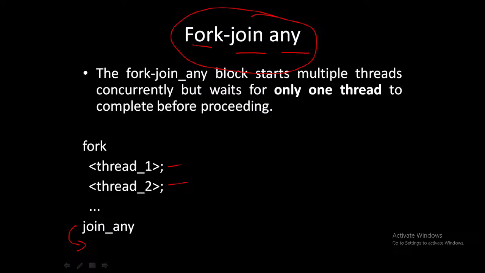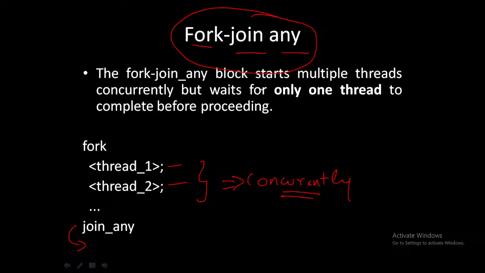Okay, so if any of the threads has completed its execution, the compiler will get out of this fork join any. That is what is written here. The fork join any block starts multiple threads concurrently, so these two threads will start their execution concurrently or in parallel. If thread 1 has completed its execution successfully, then the compiler will get out of this fork join any and it will execute the statement which is written outside this fork join any.